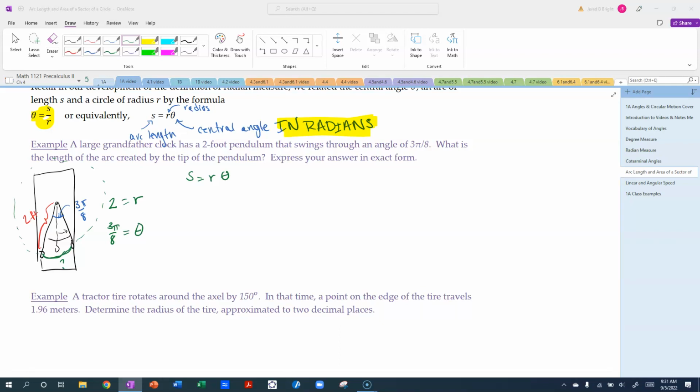Now I looked at the numbers, introduced symbols, and found a formula. I said, okay, s is what I can find. Is that what I'm wanting? Length of the arc. Yes, I do want arc length. So s is equal to 2 times 3 pi over 8. Multiplying this through and simplifying, I get 3 pi over 4. So that would be my answer.